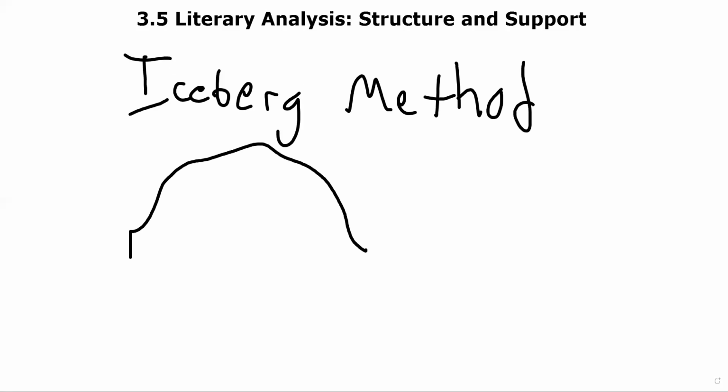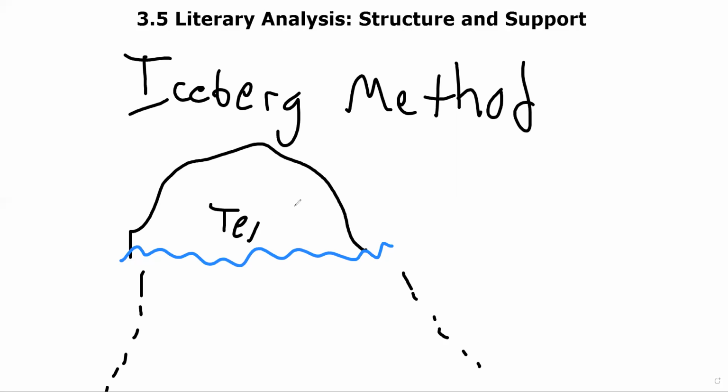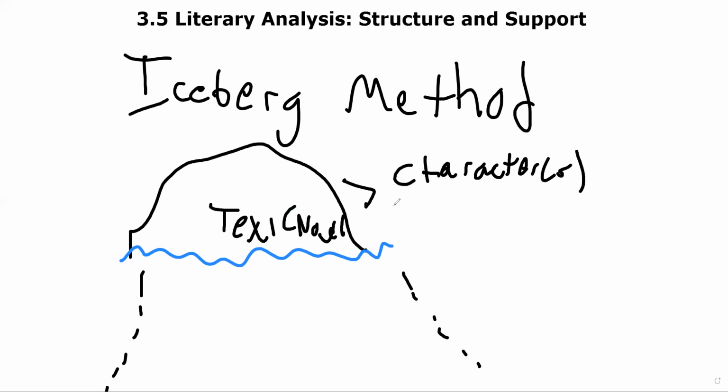There is a top portion of the iceberg that is visible, but this top portion only accounts for a relatively small percentage of what the actual iceberg is. And there is a much larger percentage underneath that accounts for a large proportion of the meaning. So in this case, if we're looking at a novel, this top part is going to account for characters, plot, settings, and conflict.